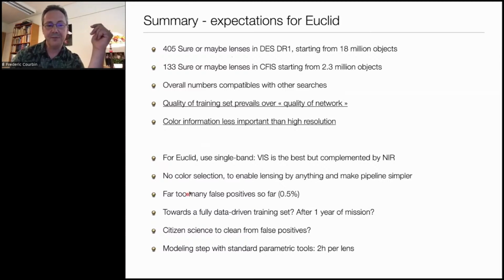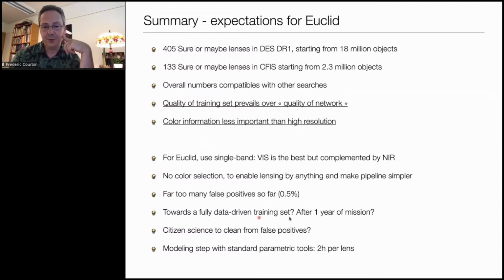So in Euclid, we'll go for single band, no color selection, although we can use color afterward, after the discovery, for follow-up. We have far too many false positives. 0.5% is nice. That's usually what you get with CNNs. Again, it depends a lot on the training set, but we'll have to improve on that. That will be the most challenging part of the job.